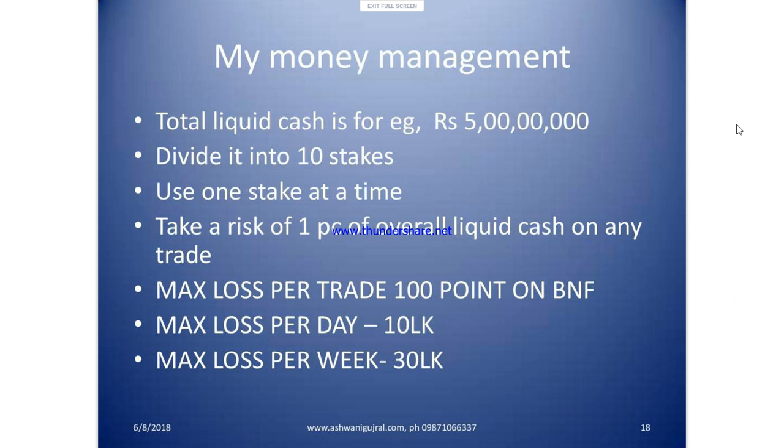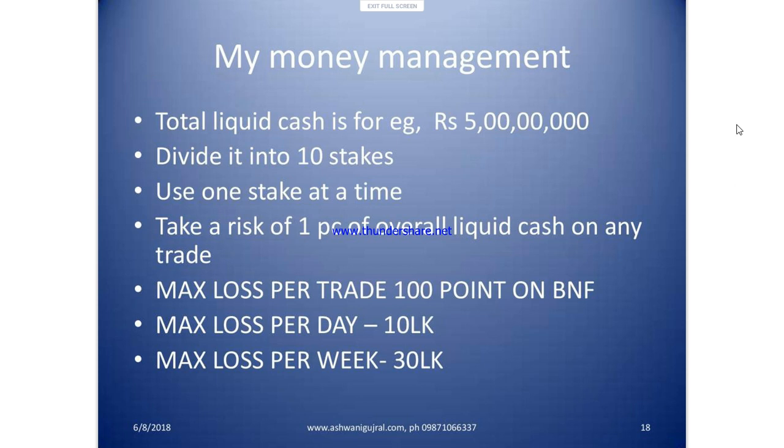Now let's talk about an example of how money management can be done. Say you have a capital of 5 crore, 50 lakh, 5 lakh, whatever. Divide it up into 10 stakes. Why don't you trade with the entire money? Because sometimes you will not have time to recover. So even if you lose one stake, you have 9 other stakes. So you have plenty of capital.